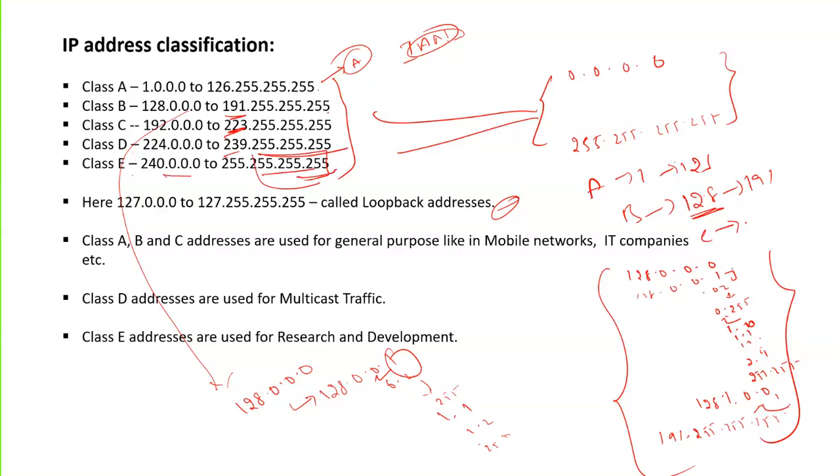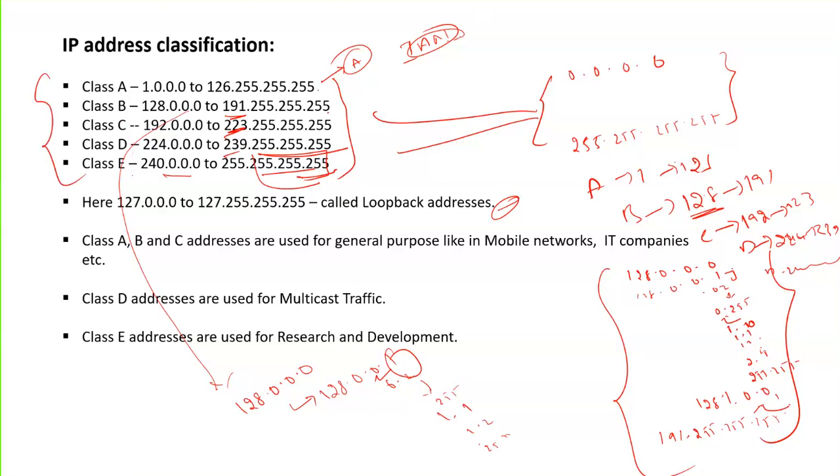Class C is starting from 192 to 223. Class D is 224 to 239. Class E is nothing but 240 to 255. So these are the ranges of addresses we are having, and they are divided into 5 classes, that is class A, class B, class C, class D, and class E. Okay, that is about the classification.